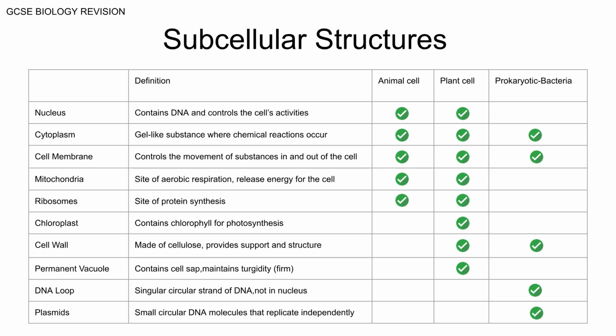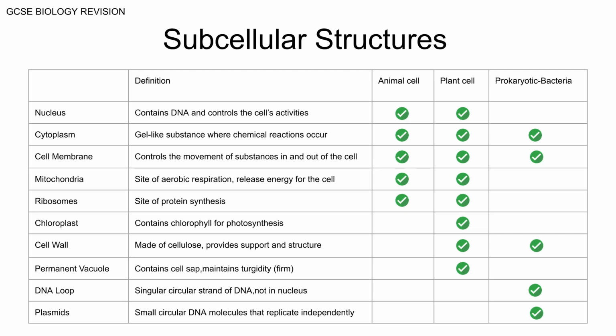Cytoplasm. Found in all cells. It's a gel-like substance where most of the cell's chemical reactions take place. Cell membrane. This surrounds all cells, controlling what enters and leaves the cells. Mitochondria. These are the powerhouses of the cell where energy is produced. Ribosomes. These are the protein factories where proteins are made.